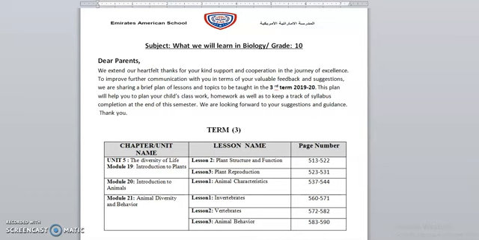So, regarding term 3, as you see on the board, in what we will learn, we have 6 lessons. The first one is called Plant Structure, Unit 5, Module 19, pages 513 to 522. This lesson obviously will be taken within 2 to 3 weeks. Okay? So, for every period, you're going to have a specific record that might help you to understand the lesson.